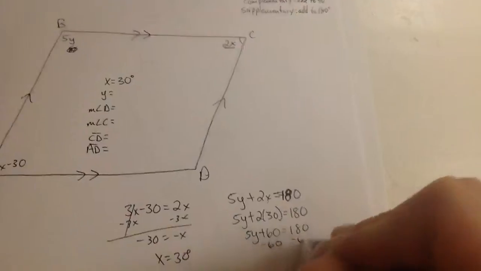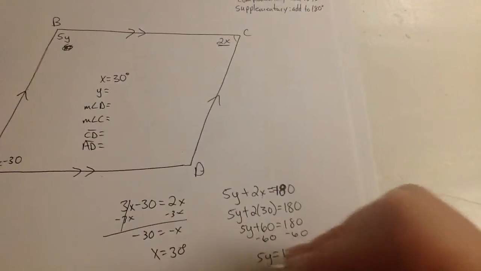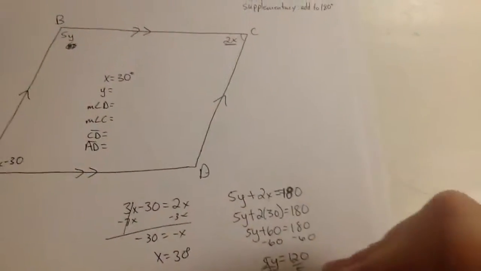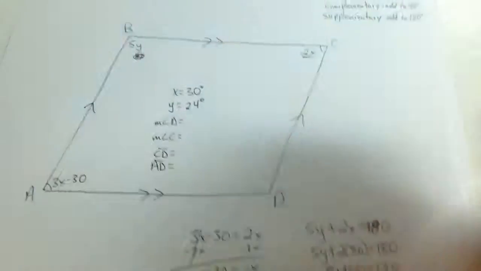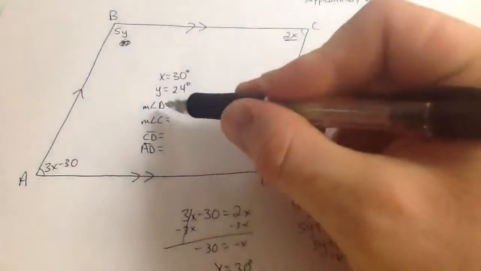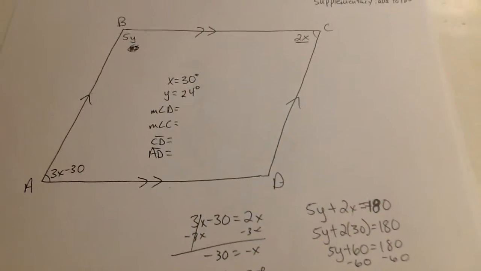Subtract 60. 5y equals 120. Divide by 5. What's 120 divided by 5? 24. So y is 24. Now we got that one. Measure of angle D now. I kind of already did this.